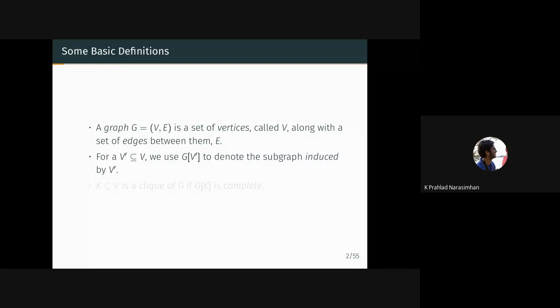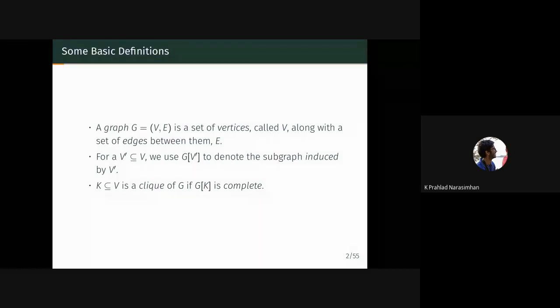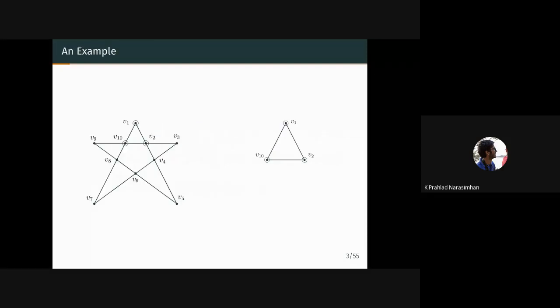So what does that mean? I will take all these points and look at, in G[V'], all the edges that are incident on these points. I'll give you an example in the next slide, don't worry. So what's a clique? This you almost definitely have seen before. It's a subset K of V such that the subgraph induced by K is complete. What is complete? A complete graph is one where between each pair of vertices there is an edge, right?